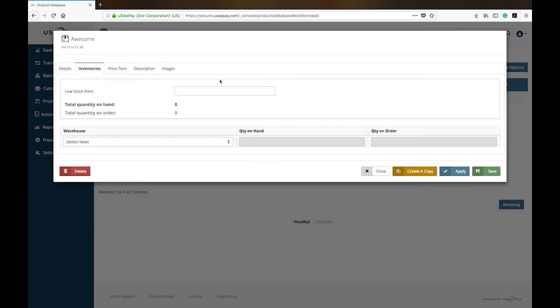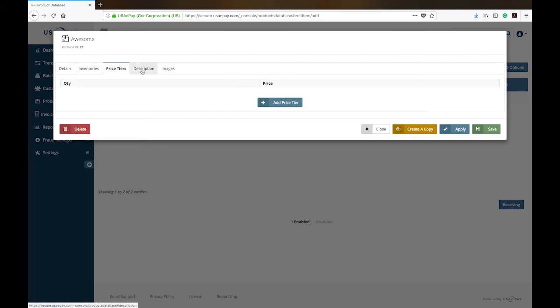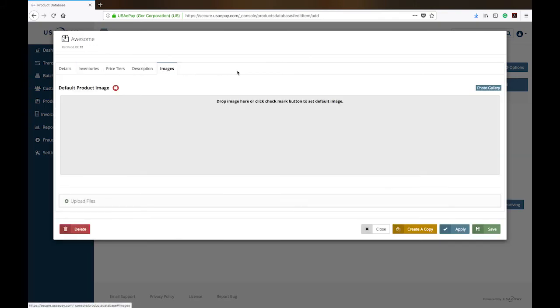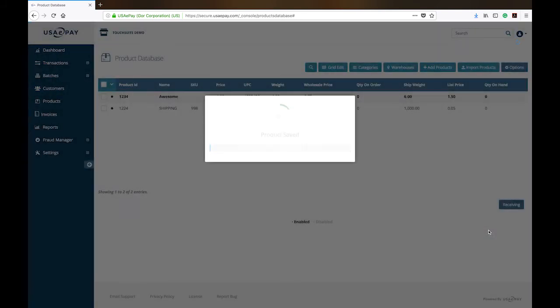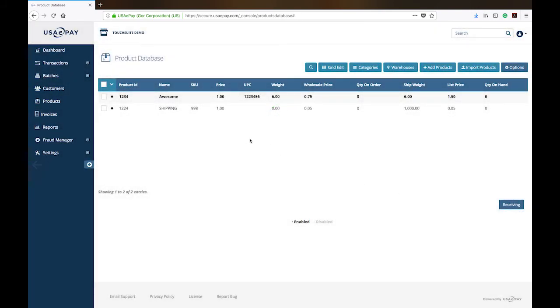Here you'll notice inventories. You can have various warehouses, how many you have on hand. It's very, very, very detail oriented. You can run your entire business off of this. So let's go ahead and save that again so we can close it out. So now we have 2 lovely little products here.